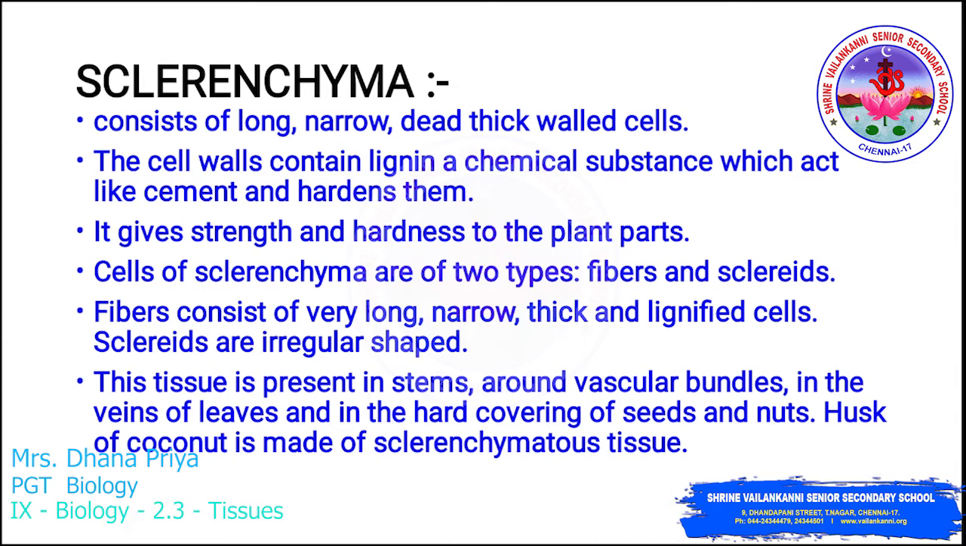Cells of sclerenchyma are of two types, fiber and sclereid. Fiber consists of very long, narrow, thick and lignified cells, and sclereids are of irregular shape, so there will be no fixed shape for sclereids. This type of tissue is present in the stem around the vascular bundle, in the veins of leaves and in the hard covering of seeds and nuts. For example, the husk of coconut is made up of sclerenchymatous tissue.